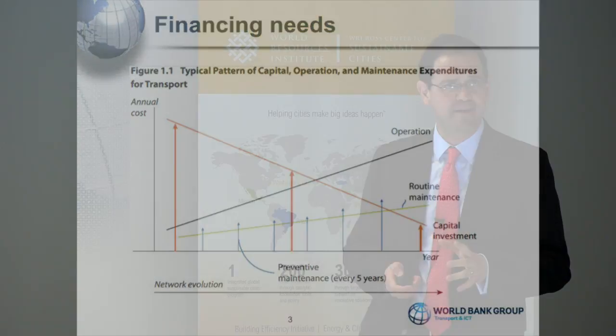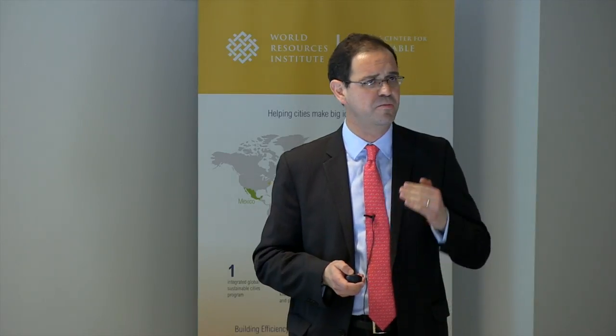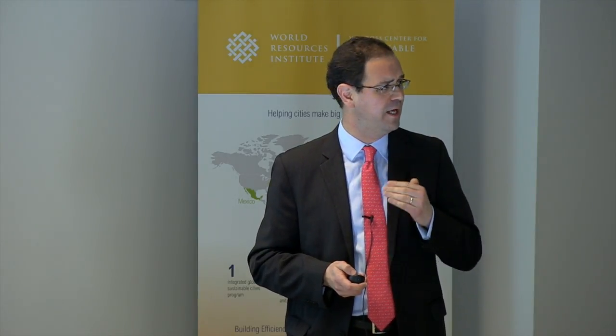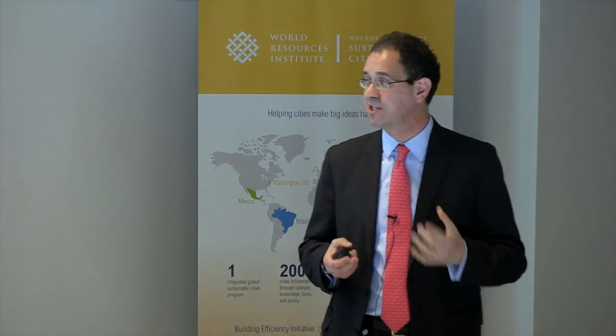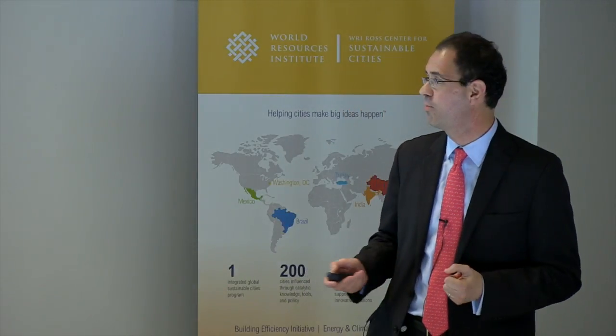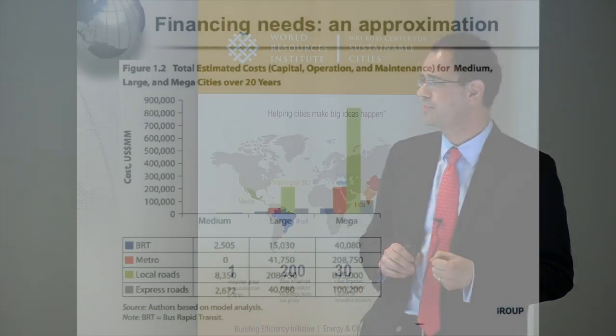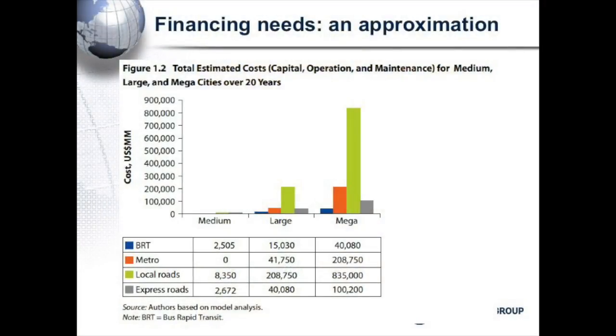But the model reflects what it takes to catch up, to invest in capital, in other words, and maintain and operate the transport system from the sidewalk to the subway precisely. And here are the results over 20 years, added up, no discount rate, no need. Any discount rate won't change much. It's capital, operation, and maintenance for the three types of cities.